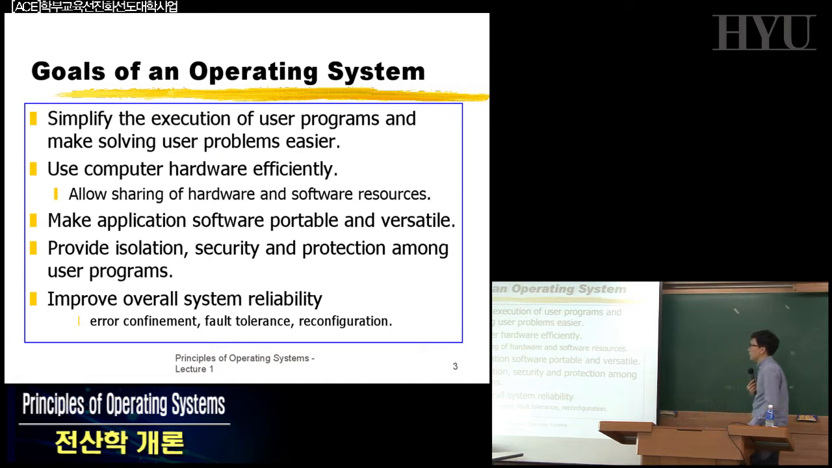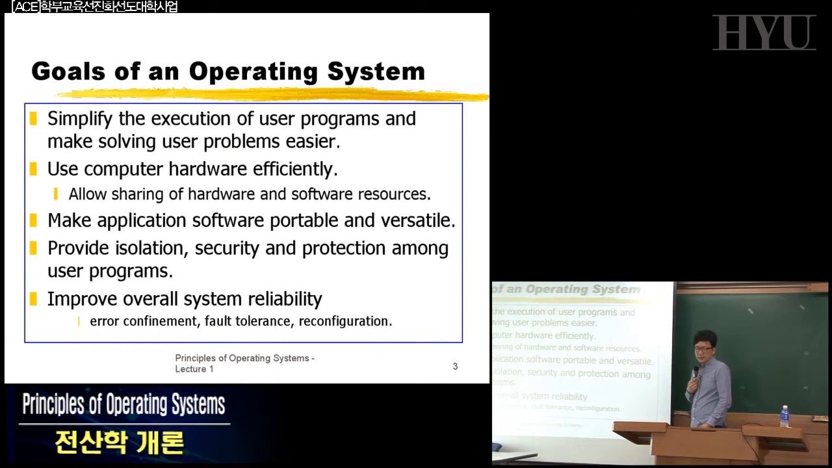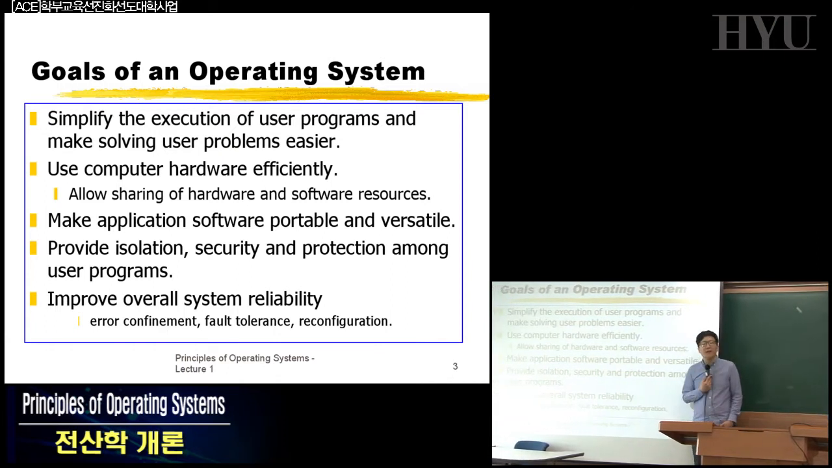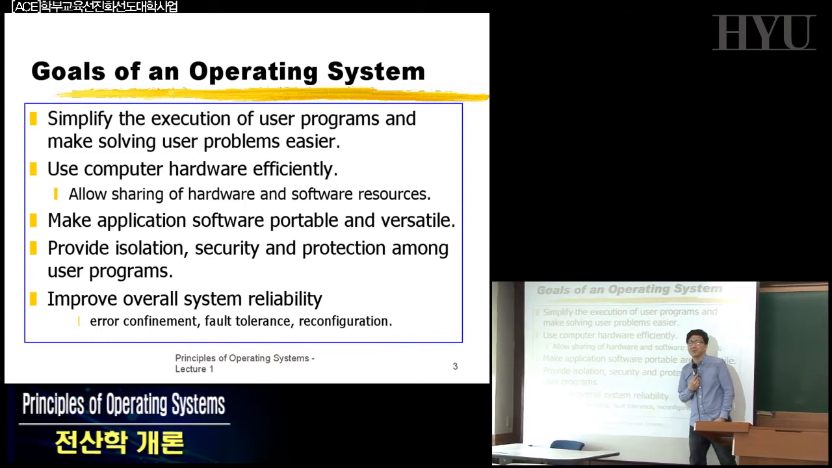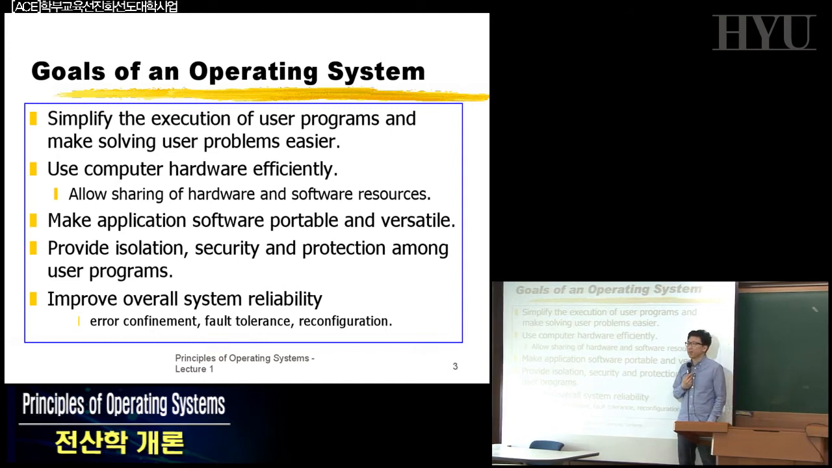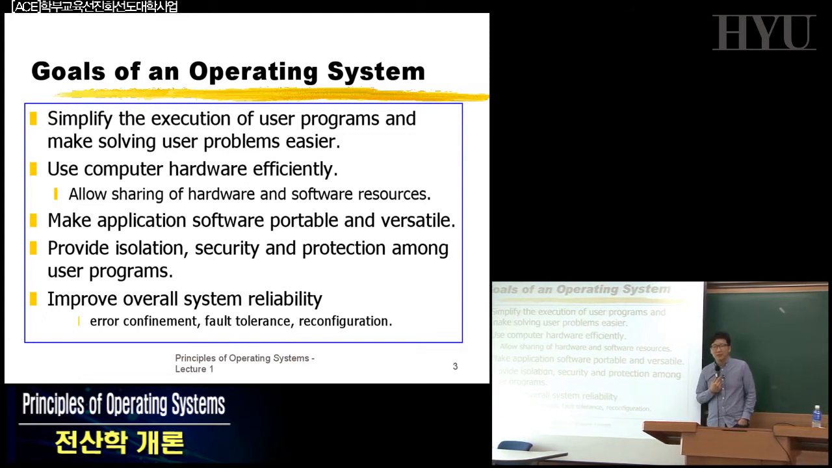Provide isolation, security, protection among user programs. These are also mostly security features. When programs are made into object files and loaded into memory, one of the key features the operating system must be doing is protecting its memory space. So I usually have multiple programs running in my system, right? And they're somewhere in the memory. They're all put together. Make sure no process can touch someone else's memory space.